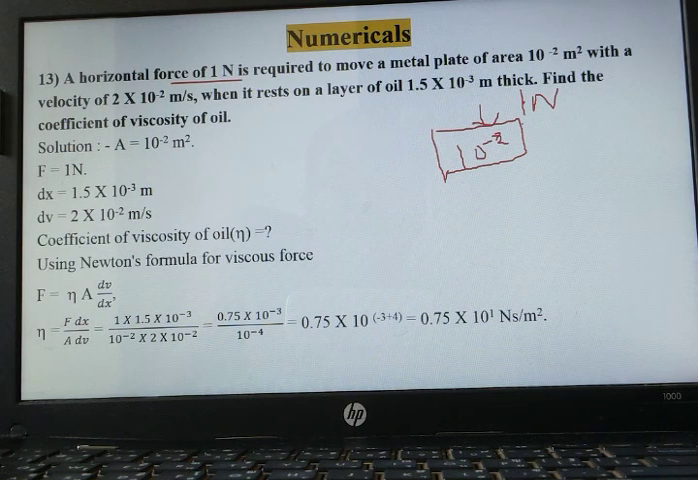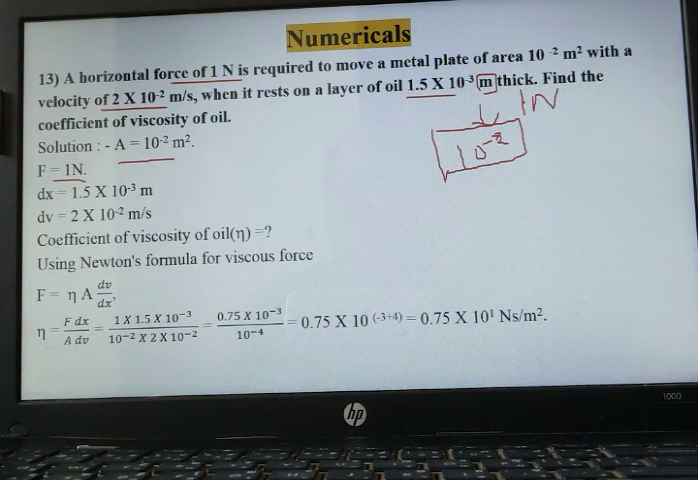And while moving it, we are moving it with the speed of 2 × 10^-2 meter per second, when it is resting on a layer of oil which is 1.5 × 10^-3 meter thick. Try to understand over here. Area has first of all been given. Force has also been given. Dx is in meters, and meter generally means a length. So dx has been given, that is 1.5 × 10^-3 meter.